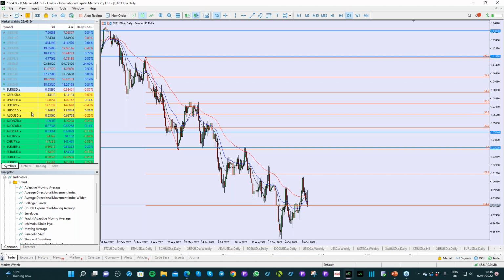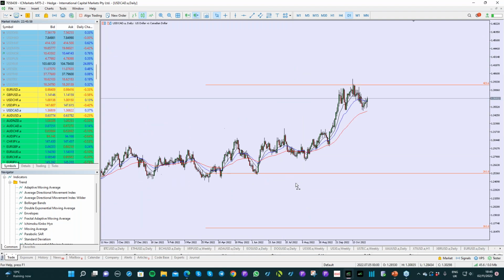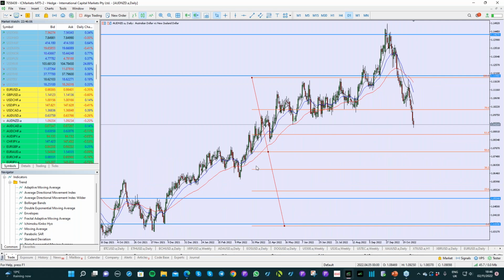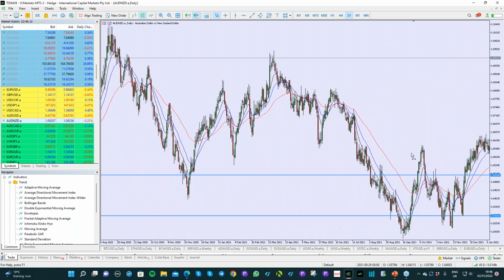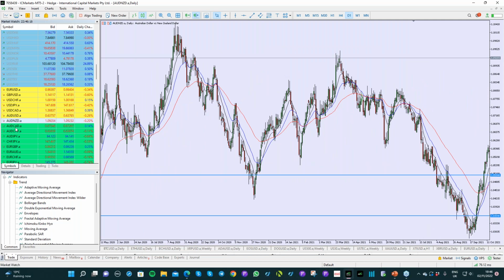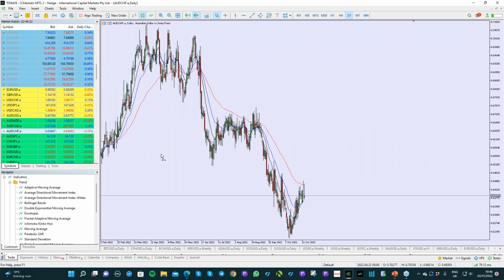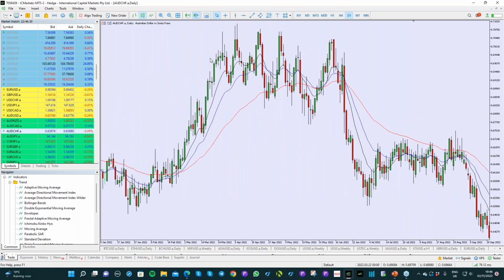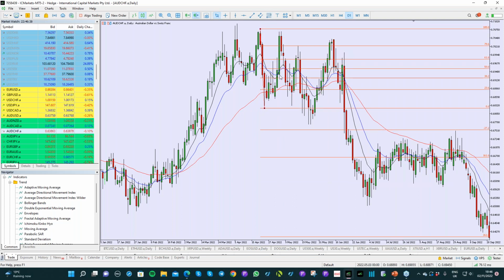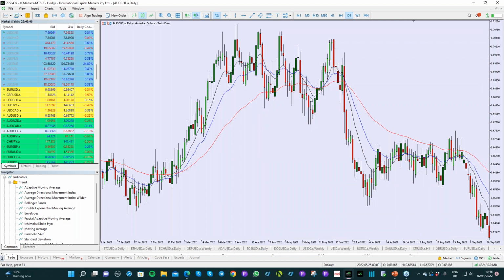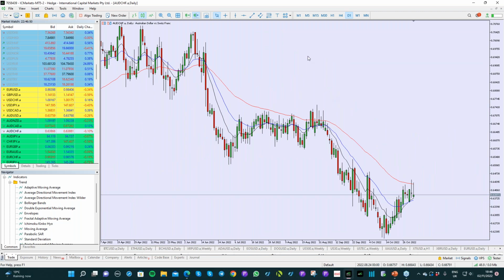Because if you try and use Fibonacci on a chart that's not trending, I'll just try and find an example of a chart that's not trending. So, for example, over here, try and use Fibonacci over here in this area. It's just not going to tell us anything. We can draw it from the high of that to the low, and it's not going to tell us anything. We can draw from the low to the high, and equally it's just not going to tell us anything.